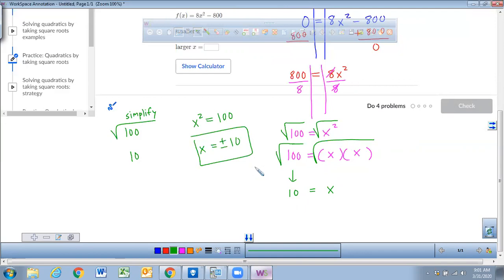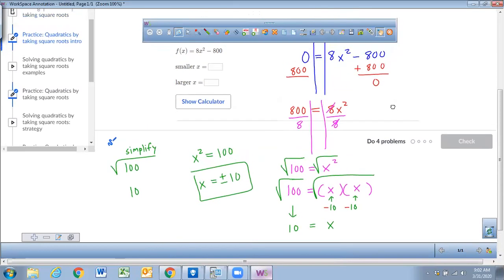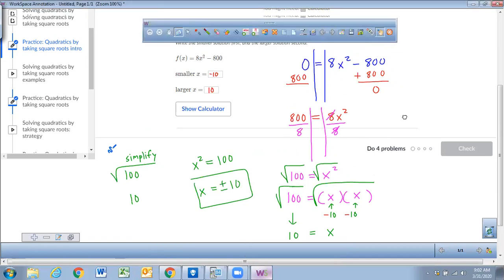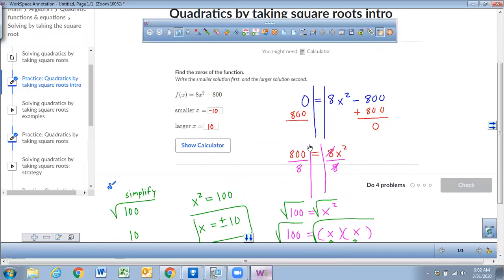Now why is the answer going to be plus or minus 10? Because what number could I plug in there to make this equal to 100? I could plug in a 10 and a 10. But I could also plug in a negative 10 and a negative 10, because a negative times a negative still equals a positive. So when it says up here, what is your smaller x value? You would say the smaller x value is negative 10. But what's the larger one? Positive 10.